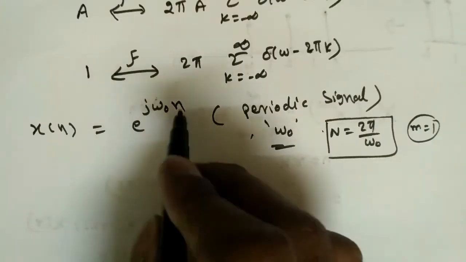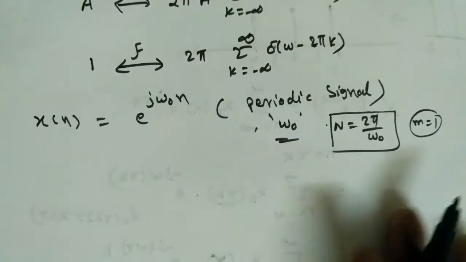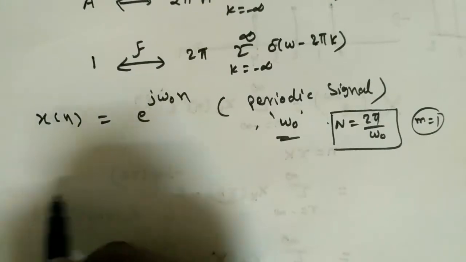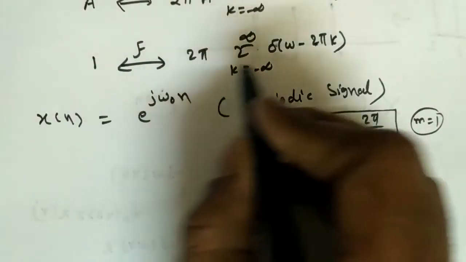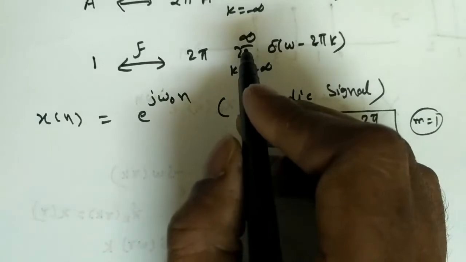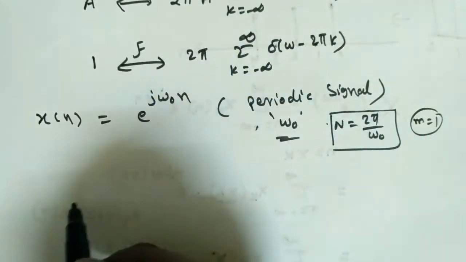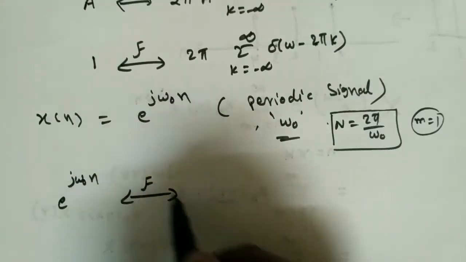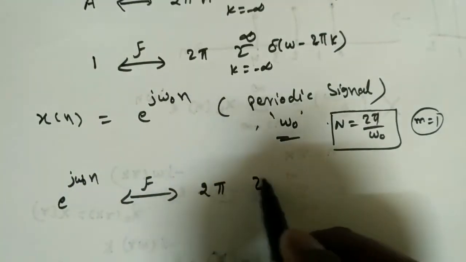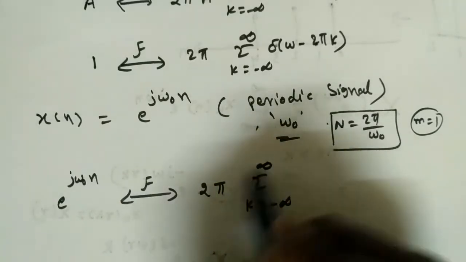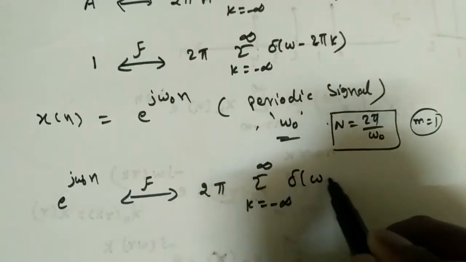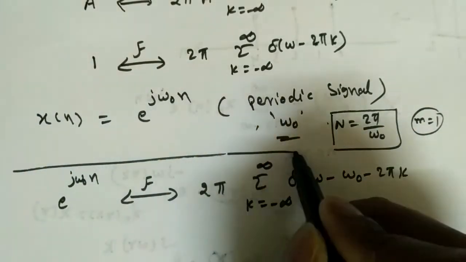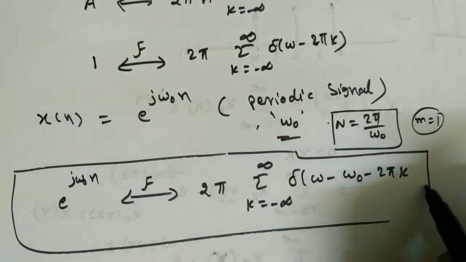Now we will find the Fourier transform for this periodic signal, by using the frequency shifting property. If 1 is there, it is 2 pi sigma k equal to minus infinity to infinity delta omega minus 2 pi k. If I multiply with e power j omega naught n, by the frequency shifting property, this will become simply sigma k equal to minus infinity to infinity delta omega minus omega naught minus 2 pi k. So this is the Fourier transform for this periodic signal.